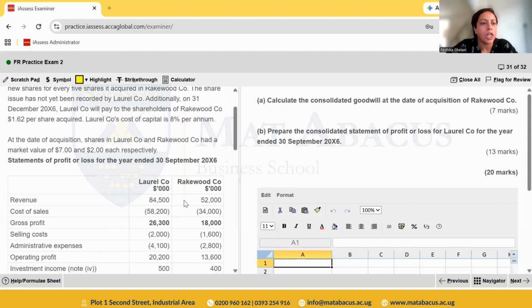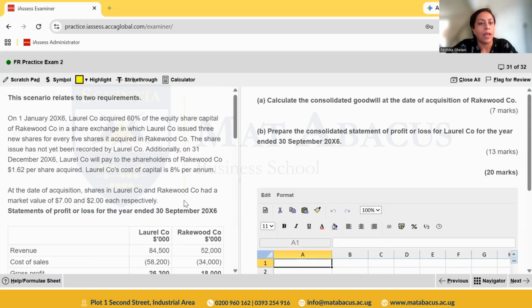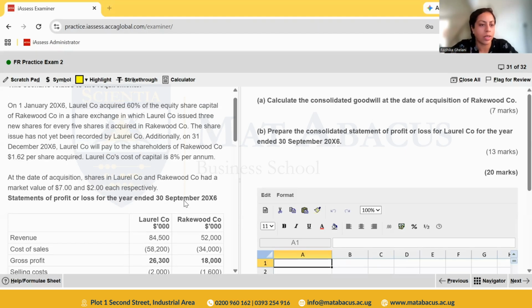Let's read along, okay? So they've given us the SOPL for the year ended 30th September 2016. If the year has ended on 30th September 2016, of course it would have started on 1st October 2015. Now, Laurel, the parent, acquired this subsidiary on 1st Jan. That means it's not a full year acquisition. It's a mid-year acquisition. You can see January to September, that's 9 months. So when you're preparing the consolidated SOPL, you're going to have to apportion everything for 9 months, okay? So keep that in mind as well. Dates are important. So always look out for the dates.